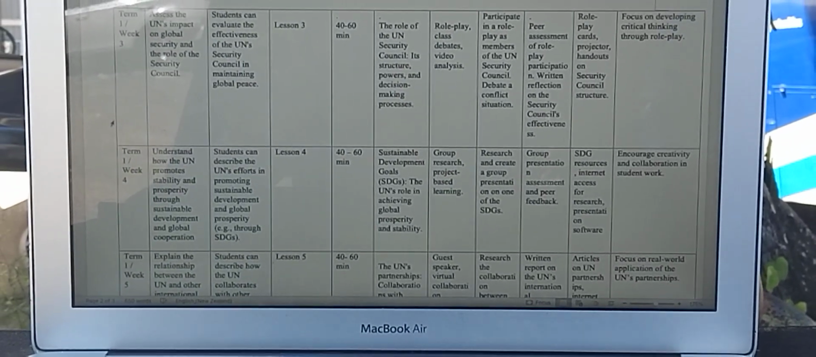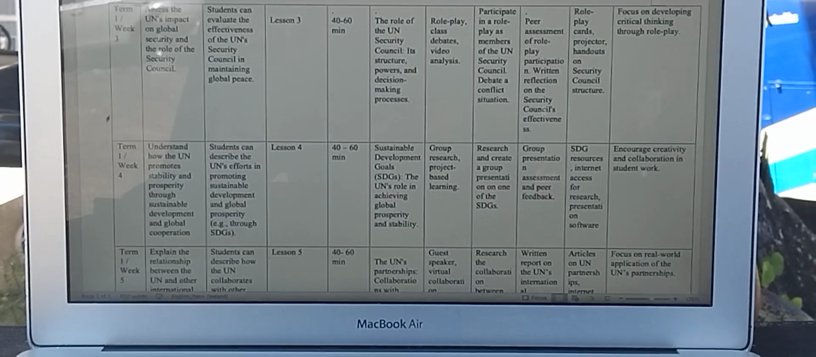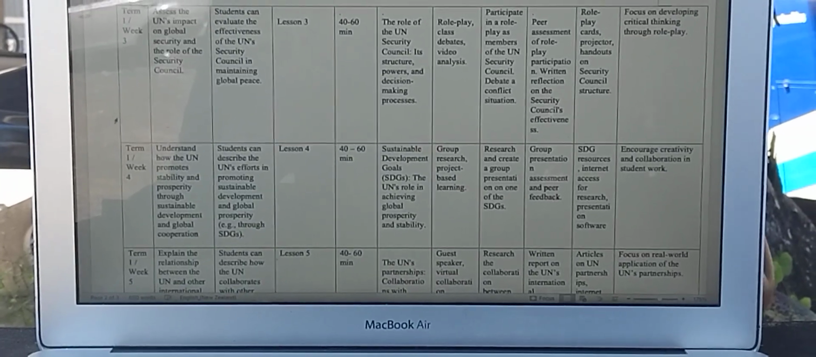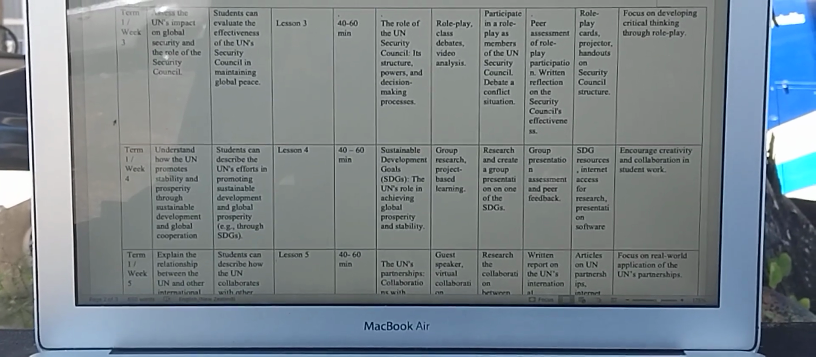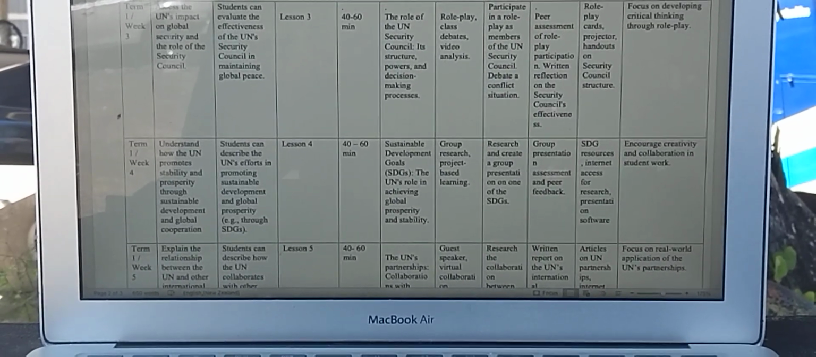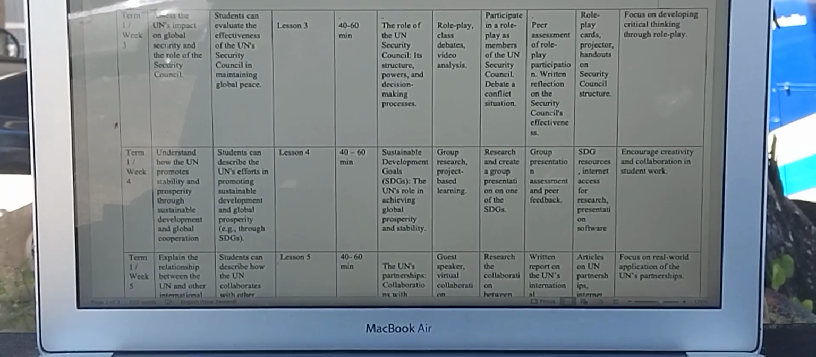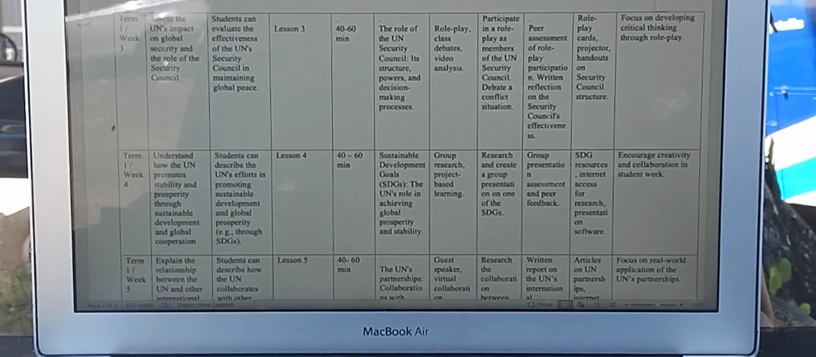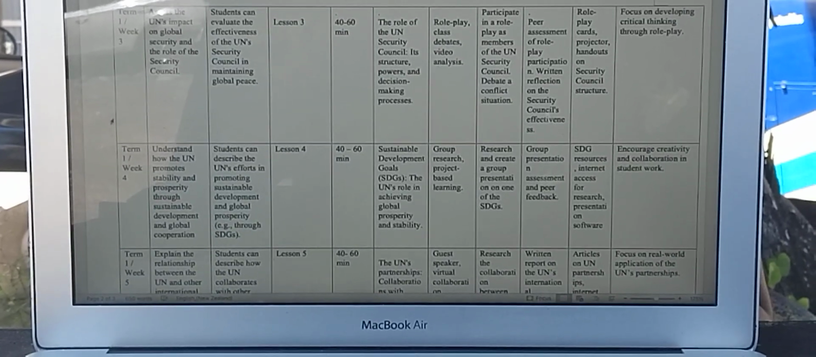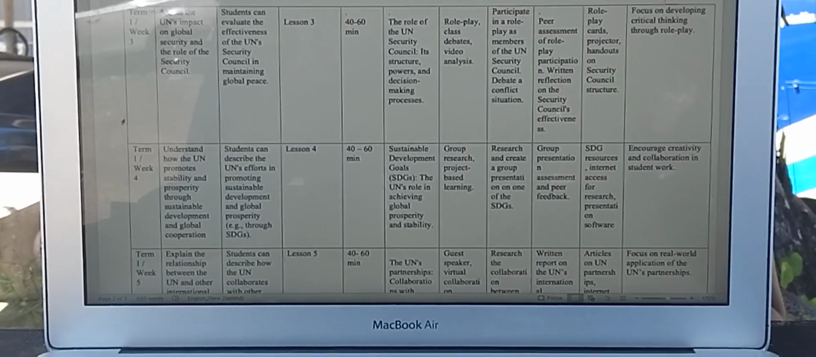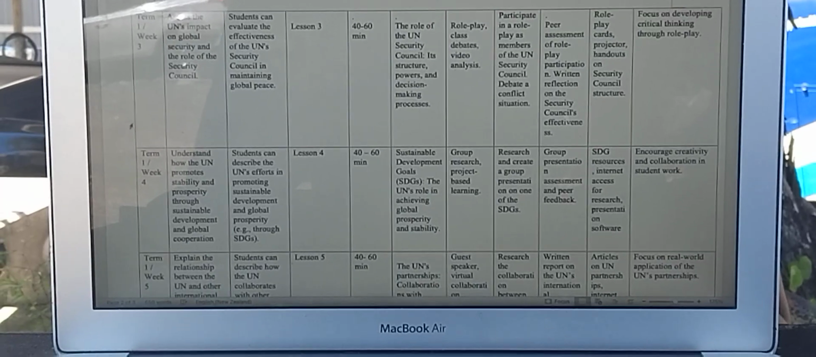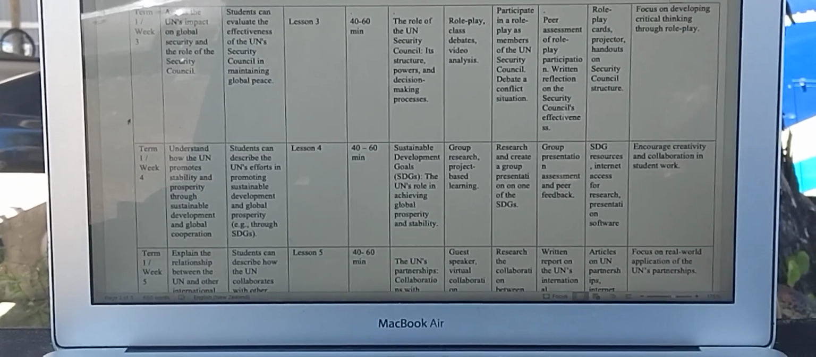For the student activities, they will participate in a role play as members of the UN Security Council and debate a conflict situation. The assessment strategies are peer assessment of role-playing participation and a written reflection on the Security Council's effectiveness. The resources will be the role-playing cards, projector, handout, and the Security Council structure. And the remarks: a focus on developing critical thinking through role-playing.